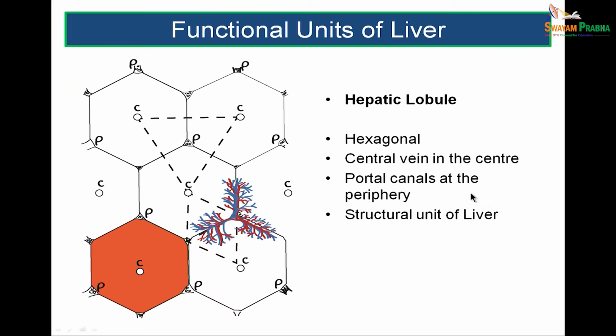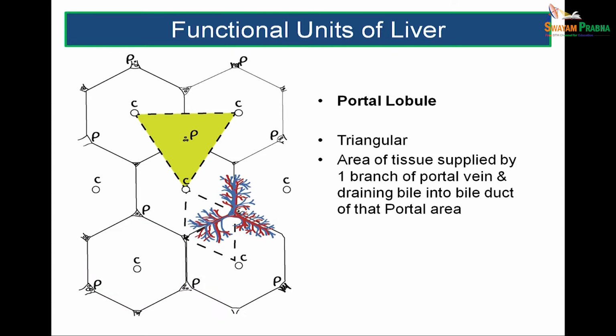Let's study the functional units of liver. Here we see 5 classical hepatic lobules, and one of them has been colored in red for you to understand the hexagonal shaped hepatic lobule with the portal canals at the periphery and the central vein at the center. This is the structural unit of liver. The next unit is triangular.